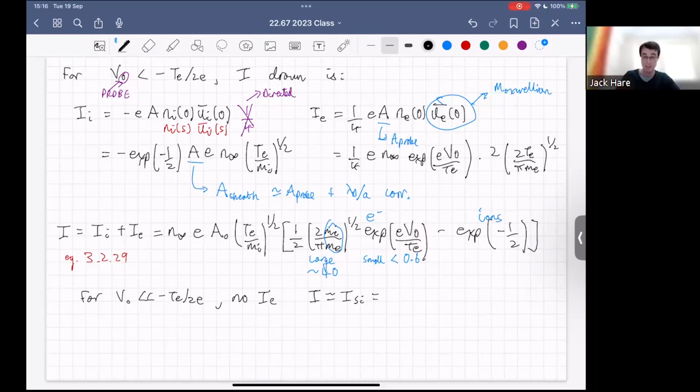The ion saturation current we can now see is the density at infinity, E times the area of the probe, TE over MI to the half exponential minus a half. So that's cool because we know all of those parameters apart from the density and the temperature, and those are things we want to measure. So we can't work out from the ion saturation current exactly the density and the temperature, but we know the density times the square root of the temperature. So maybe if we can find out the temperature from somewhere else, we can crack this whole thing open.